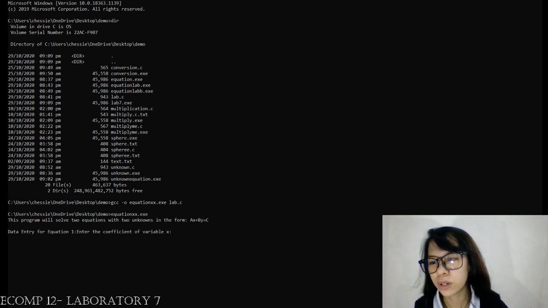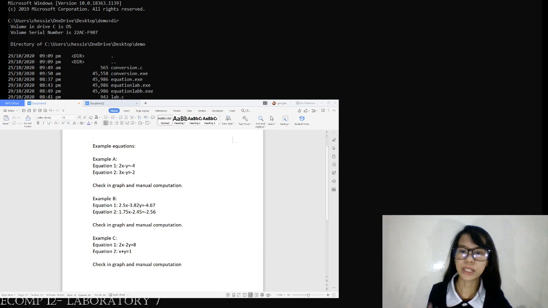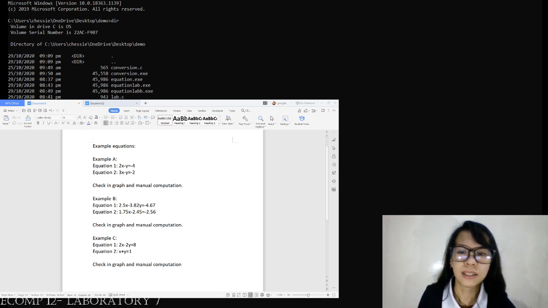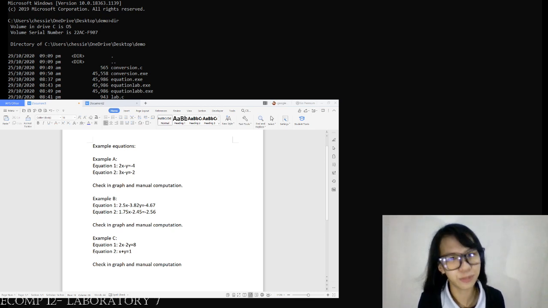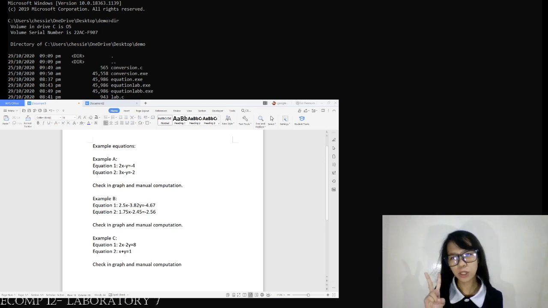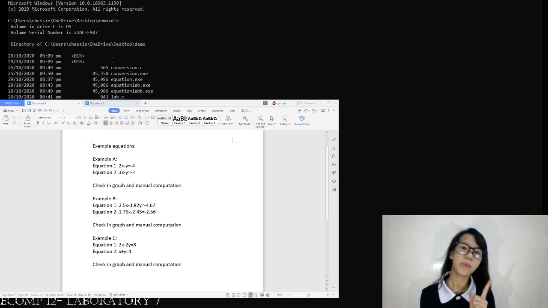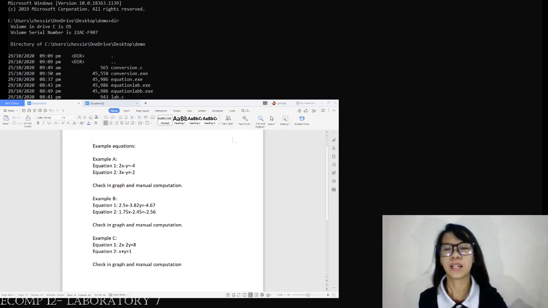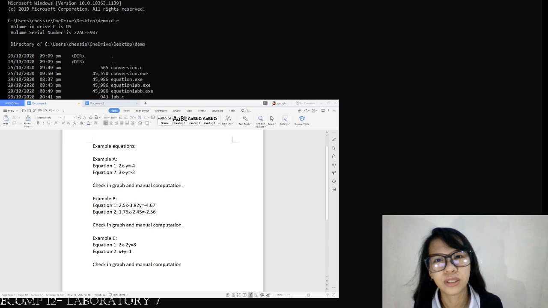First, we're going to preview example A, which is equations number 1 and 2. In equation 1, there is 2x minus y equals negative 4. And in equation number 2, there is 3x minus y equals negative 2. But first, we are going to enter equation number 1. The numerical coefficient of x is 2, the numerical coefficient of y is negative 1, and the constant is equal to negative 4.